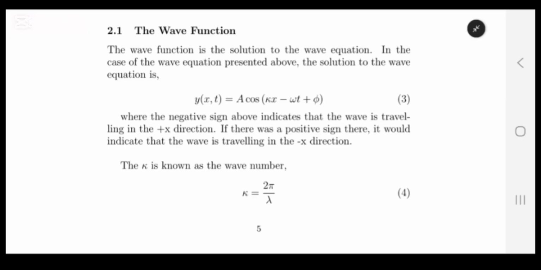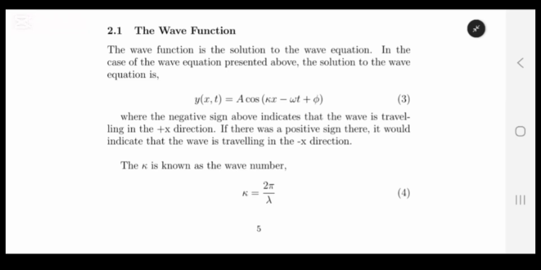Some cosine function. This minus sign here tells us which way the wave is traveling. So if we're traveling in the positive x direction, we have a negative sign here in front of omega t. If we were traveling in the negative x direction, let's say the opposite way across the classroom, we would need a positive sign here in the wave function. Now, this kappa here and omega we'll define shortly. But basically, this amplitude is the height of our wave that's traveling, just like the amplitude of our oscillations for simple harmonic motion.